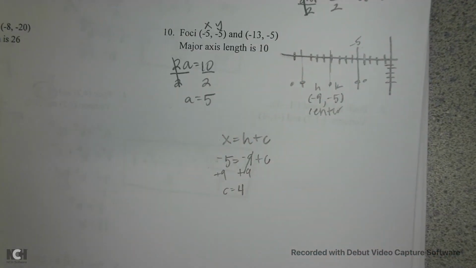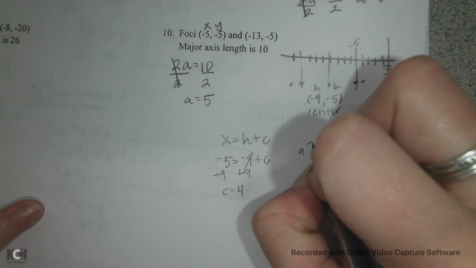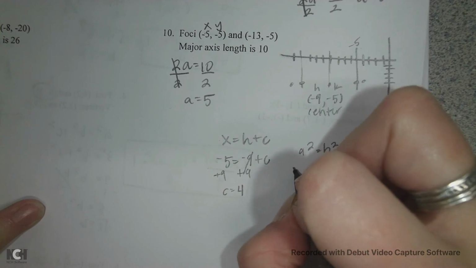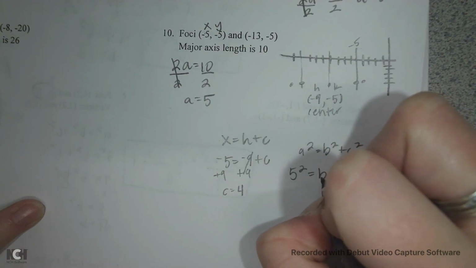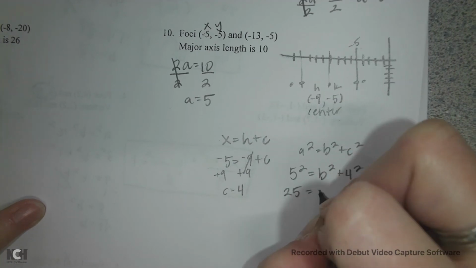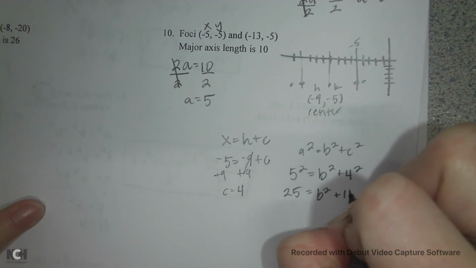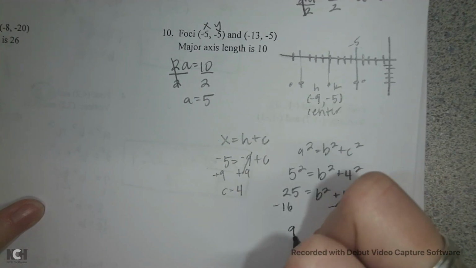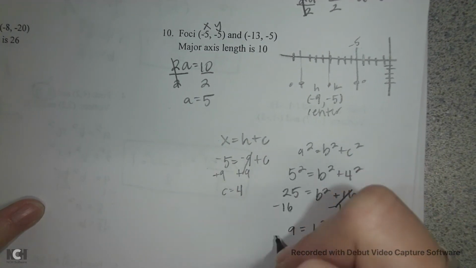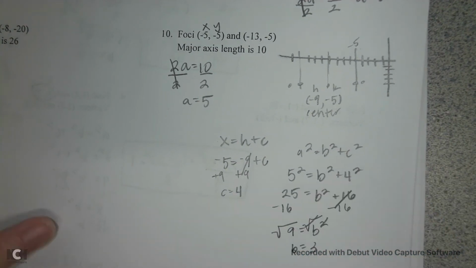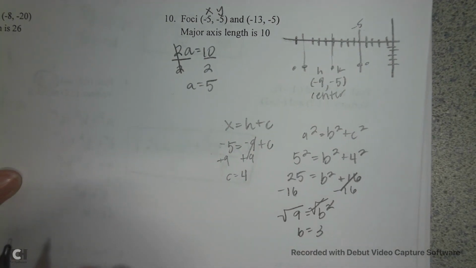Okay, so now we need to use our Pythagorean relation. a squared equals b squared plus c squared. And then we plug in our information. So we have 5 squared equals b squared plus 4 squared. 25 equals b squared plus 16. Minus 16 on each side, and 9 equals b squared, and it's nice. b equals 3.